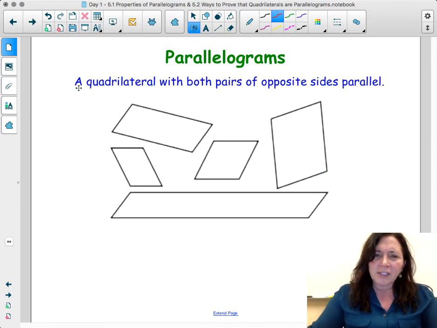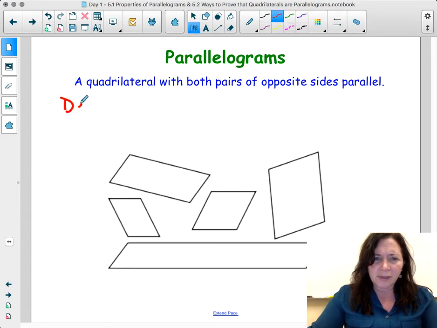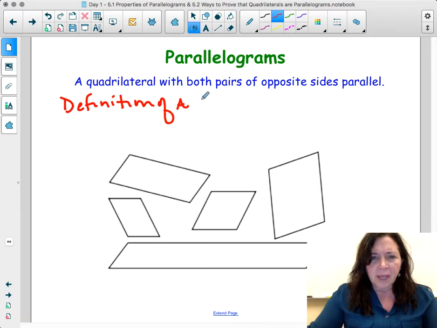So the definition of a parallelogram is a quadrilateral. So I'm going to write, this is really important, this is actually the definition of a parallelogram.